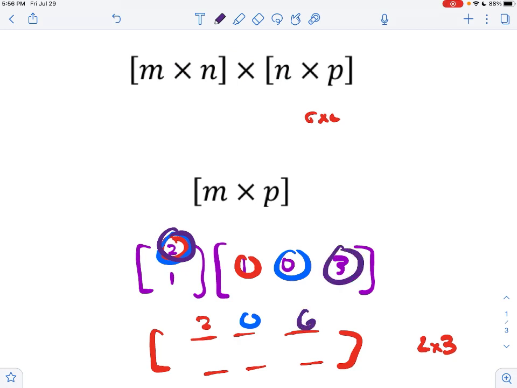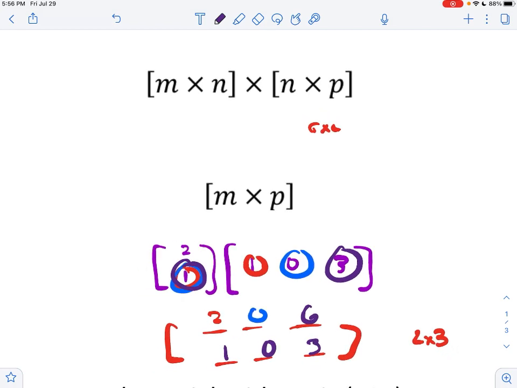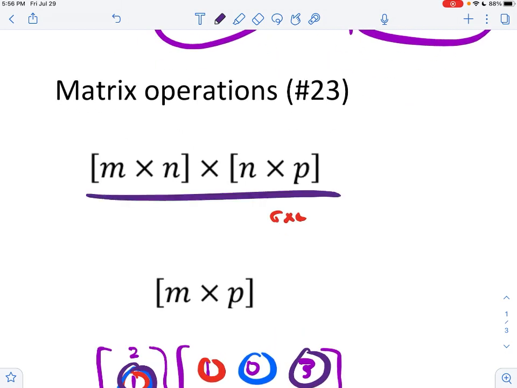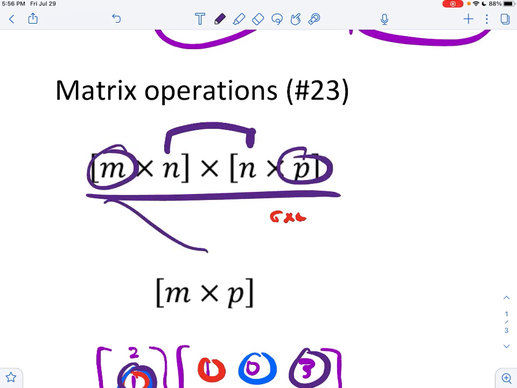And then you do the exact same operation, but now with the second row. So you end up getting 1, 0, and then 3. That's how matrix multiplication works. I just drew this out here. The matrix dimensions should look like this. In order for them to be multiplicable, the middle numbers must be equal, and the outside numbers will form your final dimension.